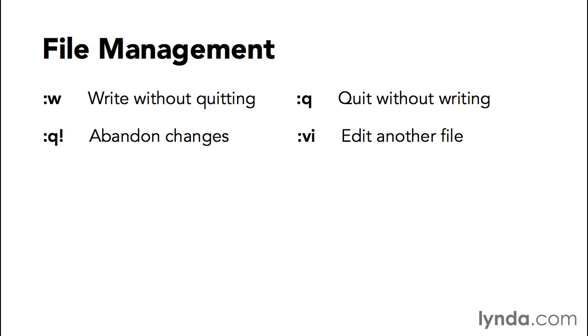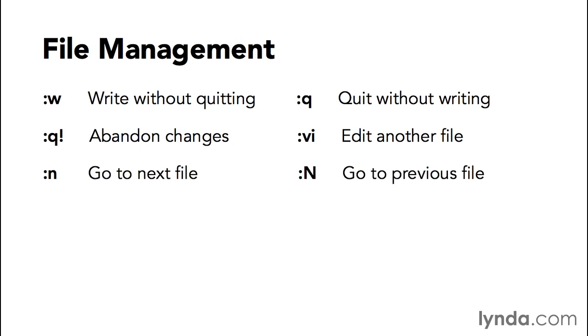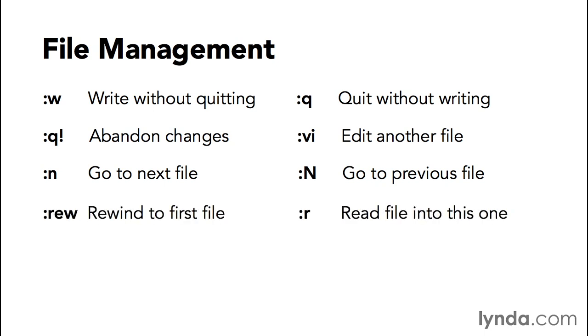You can also specify multiple file names on the vi command line. When you do this, you can use :n to stop editing the current file and move to the next one from the command line, or :N to stop editing the current file and go back to the previous one. You can also use :rew to rewind to the beginning of the command line.